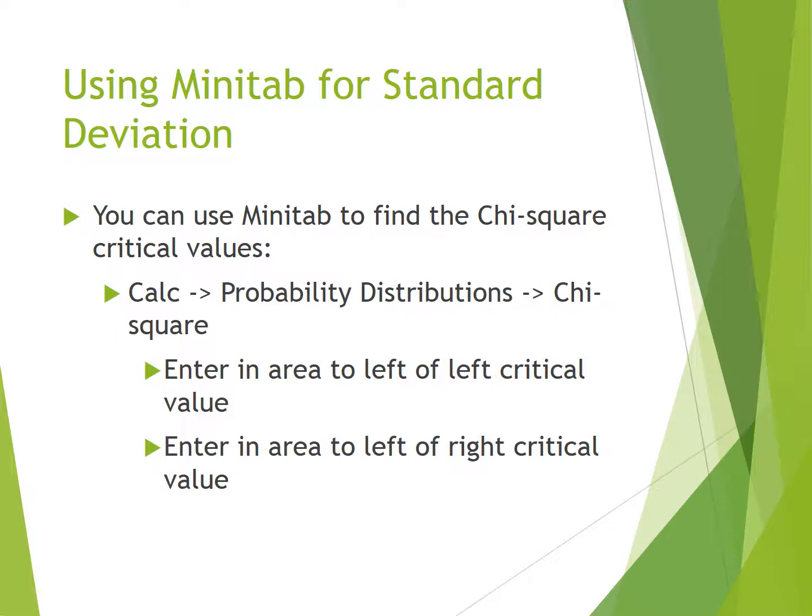To find the chi-square critical values, you go to Calc, Probability Distributions. This is where you went for binomial, Poisson, normal, T, and uniform. Now we're going to go to chi-square. You enter the area to the left of the left critical value, and then you enter the area to the left of the right critical value. I'll show you with an example.